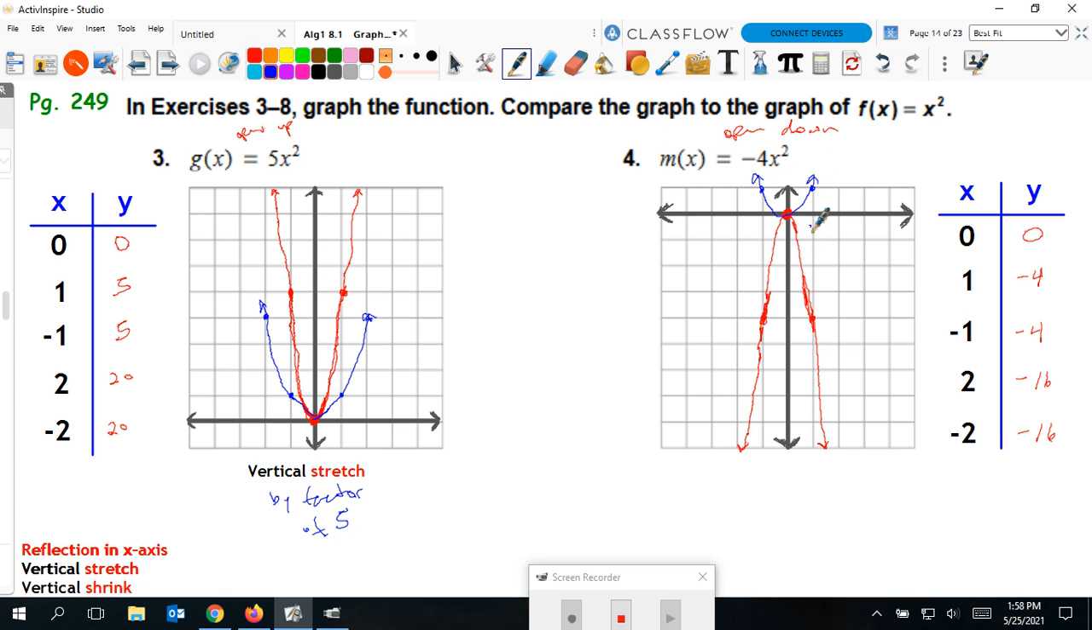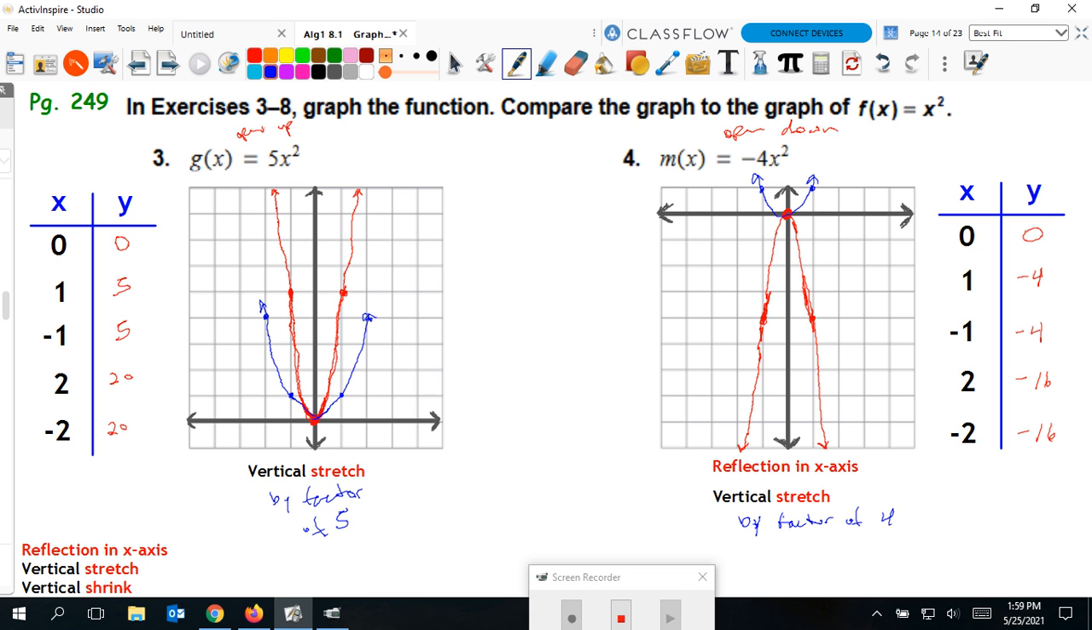So 2 things. On this one we can see it's definitely got the reflection in the x-axis. It's opening down, so technically we say it's got a reflection in the x-axis. It's also got a stretching as well because this 4 is more than 1. When it's more than 1, it's going to stretch. So it's a vertical stretch as well. And in this case, it's by what? It's by 4. We're stretching it by 4. This one was stretched by 5. So we would say by a factor of 4.